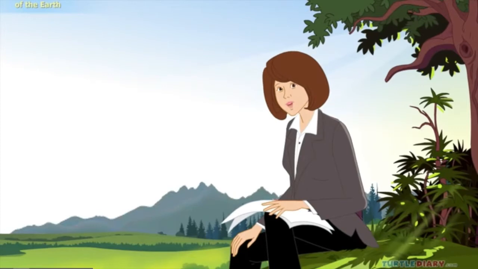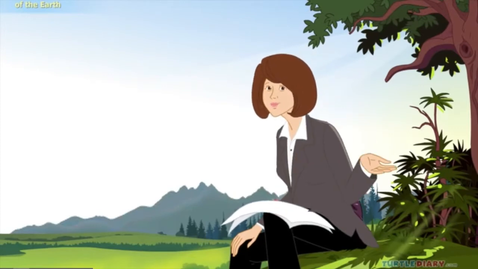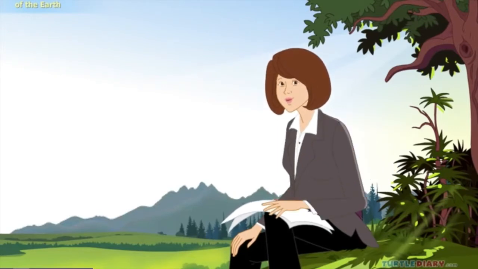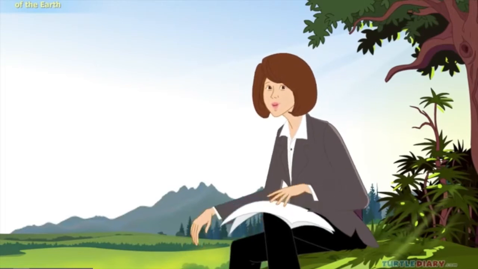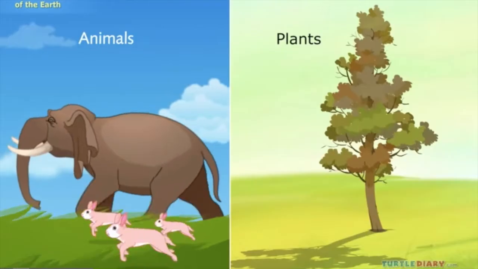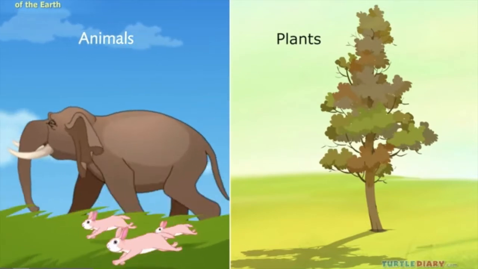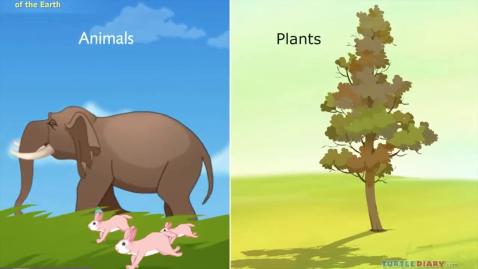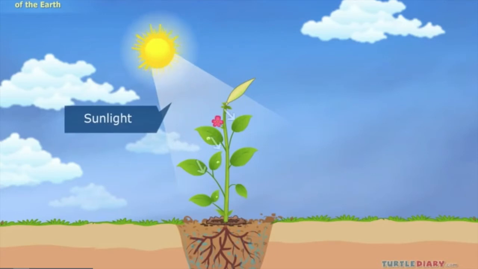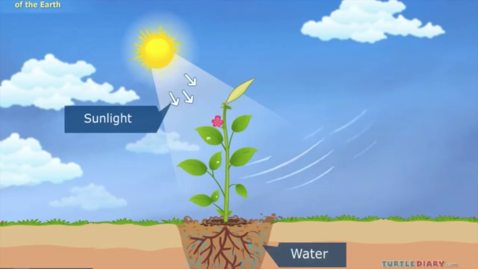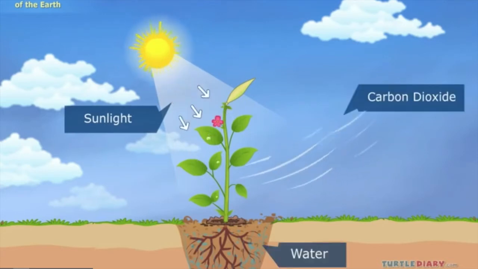Natural resources are found all over the earth. Some are found under the earth's surface. How do we use these natural resources? All plants and animals use oxygen from air to breathe. Plants use sunlight, water from soil, and carbon dioxide from air to make their own food.